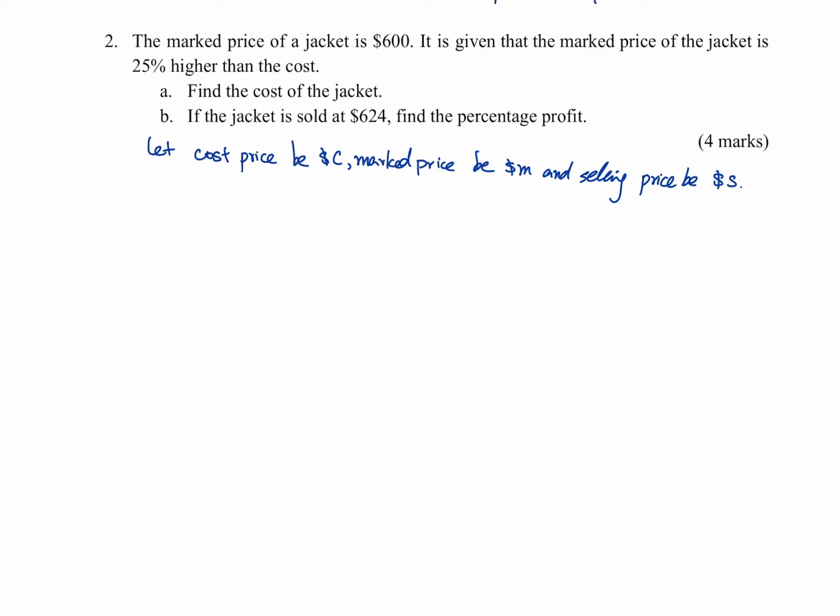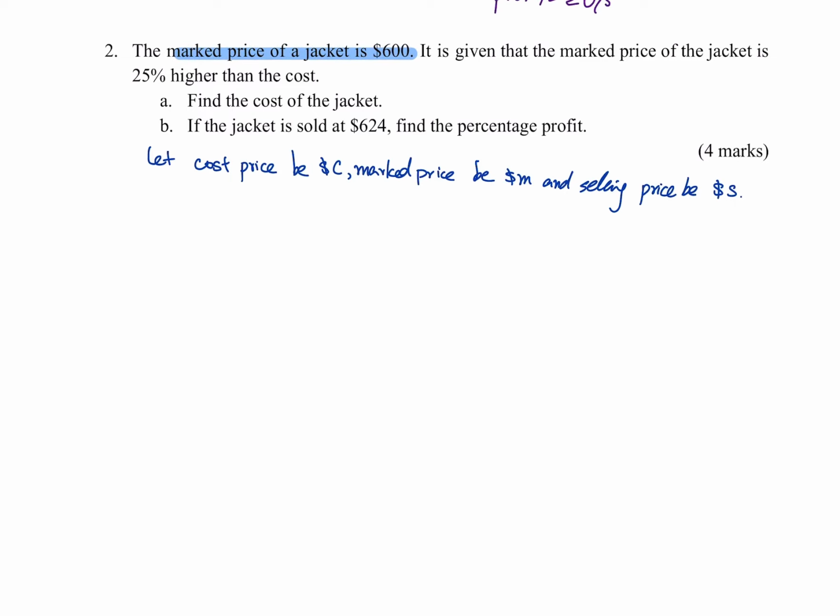And what do I have? You have your market price. It's actually the same, it's just for your practice. And then we know that the market price is 25% higher than the cost. So let's quickly write it. Market price is 600. Market price is 25% higher than the cost.